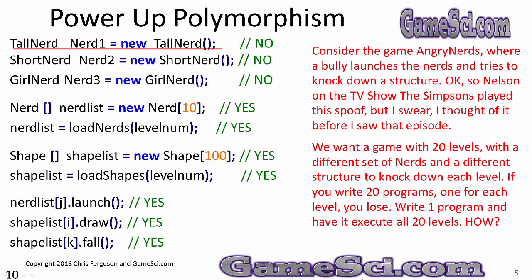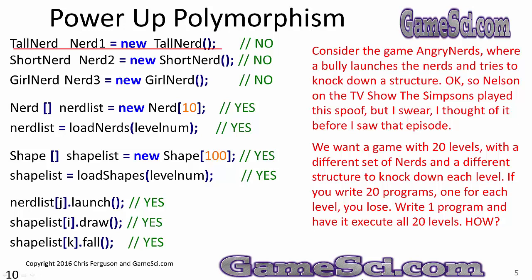Let's consider the game Angry Nerds, where a bully launches the nerds and tries to knock down a structure. Okay, so Nelson on the TV show The Simpsons played this spoof, but I swear I thought of this before that episode. We want a game with 20 levels, with 20 different sets of nerds, and a different structure to knock down each level. If you write 20 programs, one for each level, you lose. You'll never finish your program. We want to write one program and have it execute all 20 different levels. Now, how are we going to do this?